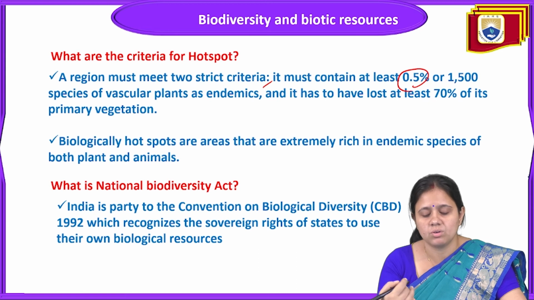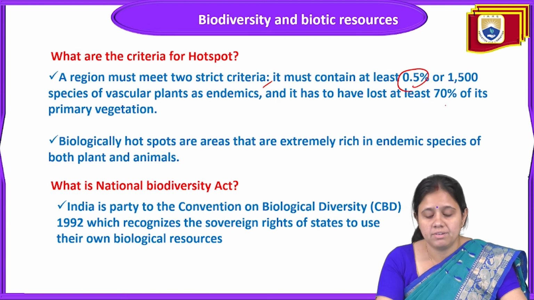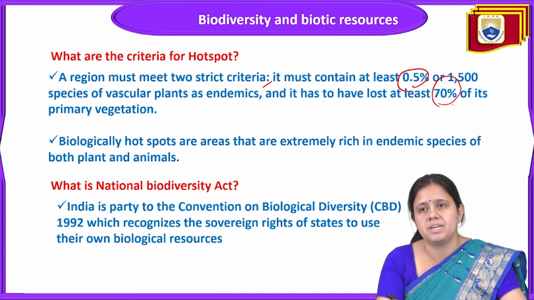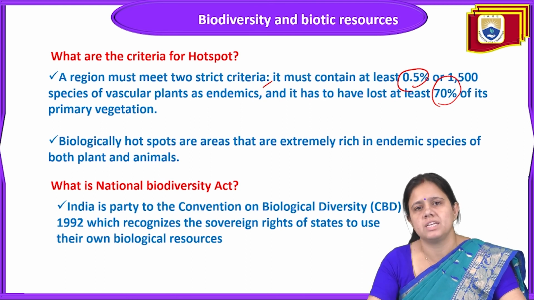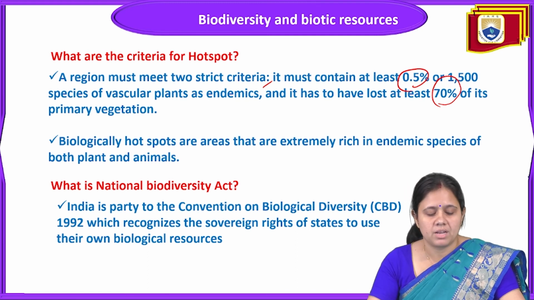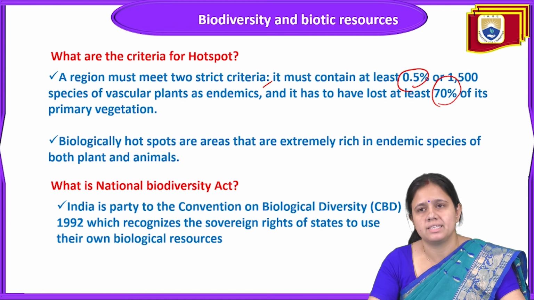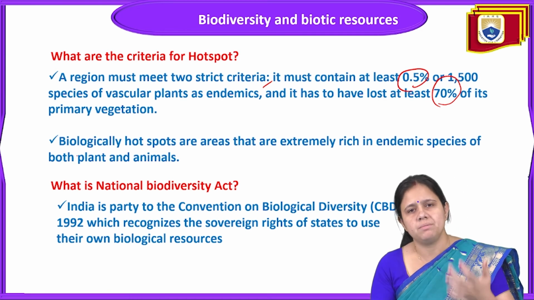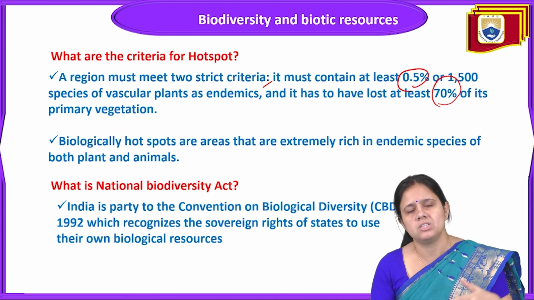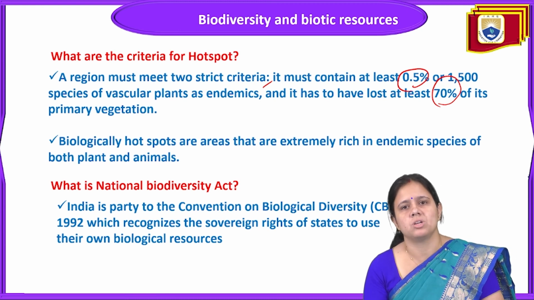And it must also have a very high risk of extinction of species. So it must have lost at least 70% of its primary vegetation. That's why it will come under the category of hotspot, means that area will meet the criteria of hotspot. Next, biological hotspots are areas that are extremely rich in endemic species of both plants and animals. It should be extremely rich in case of plants as well as animals.